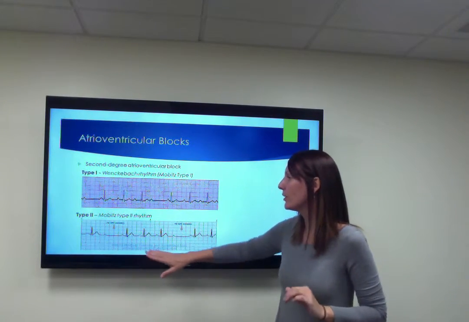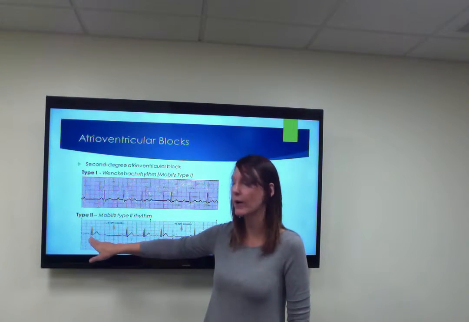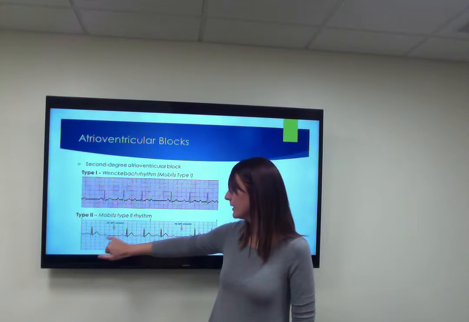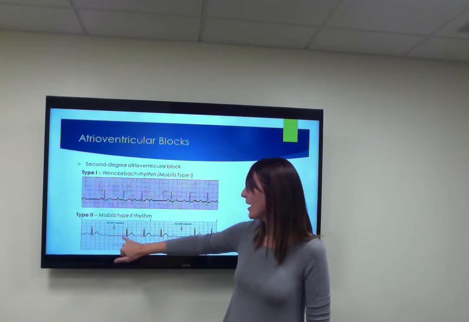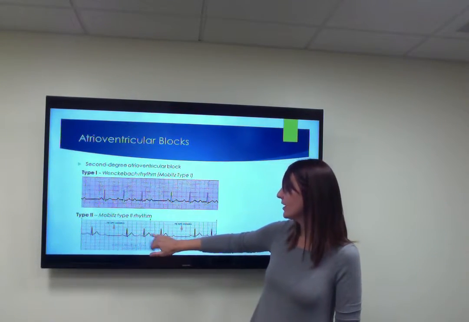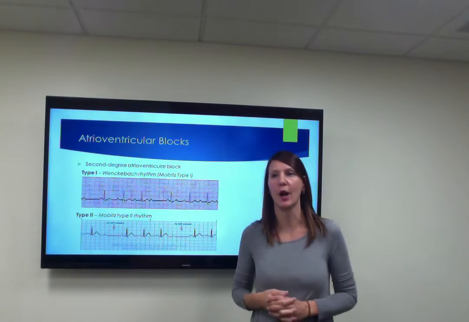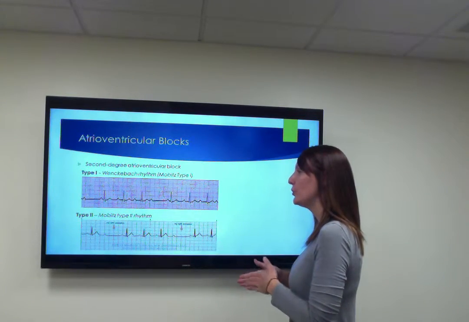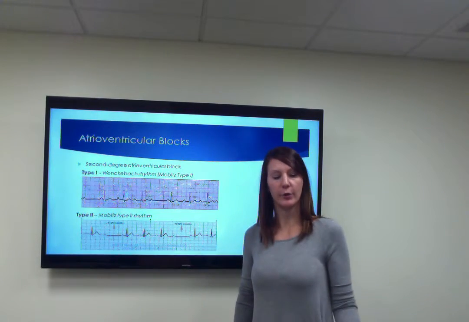You'll have it where the atrium and the ventricles are doing very well. And then here you have your P wave, so the atrium's contracting, but you are missing your QRS complex here. And then here you have your P wave, your QRS, again your P wave, your QRS. So here it looks good, but then all of a sudden out here you're missing your QRS complex. Individuals do tend to get this type 2 mixed up with complete heart block, which we're going to cover next.